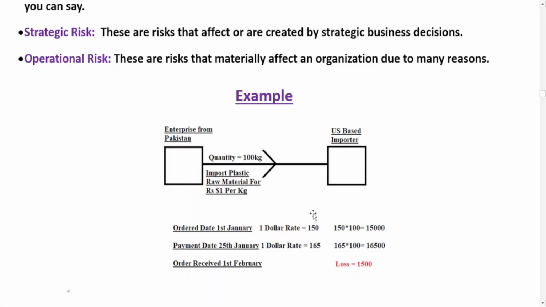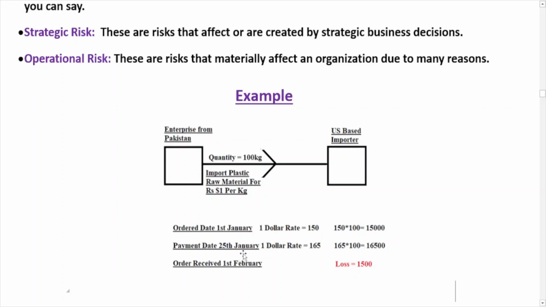Okay, the rate of dollar on the order date is 150 rupees, and the rate of dollar on payment date, like on 25th January, is 165. So as you can see, we have 100 kg of plastic raw material, and the rate when we order is 150. So 100 multiplied by 150 is 15,000.